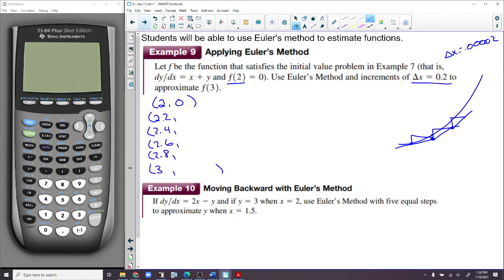All right, anyway, here's what we're going to do. We have dy/dx, so the change in y is equal to x plus y times the change in x. We don't need the change in x. We already got that. We need how y changes each time. Grab your calculators. We're going to be using those quite a bit today.